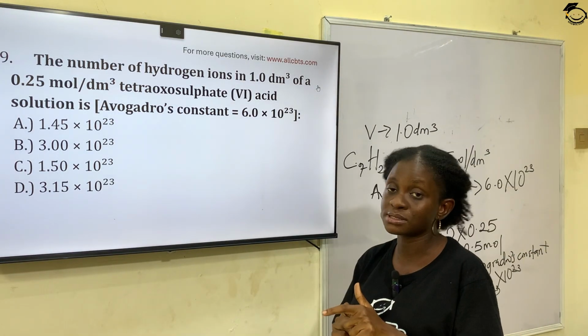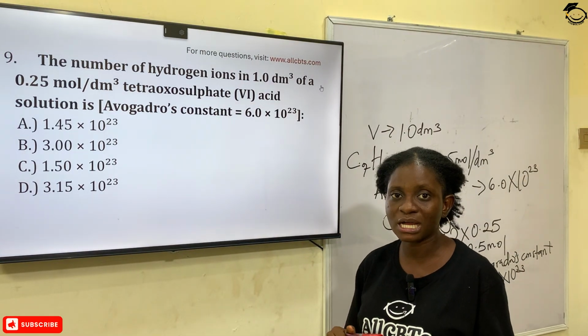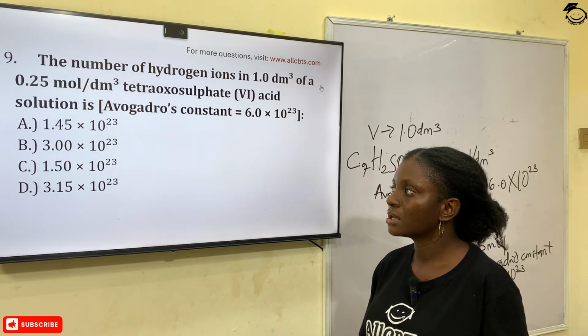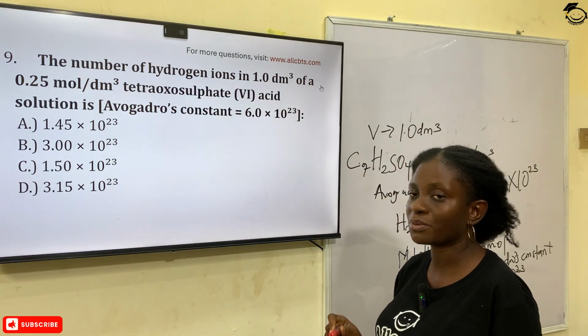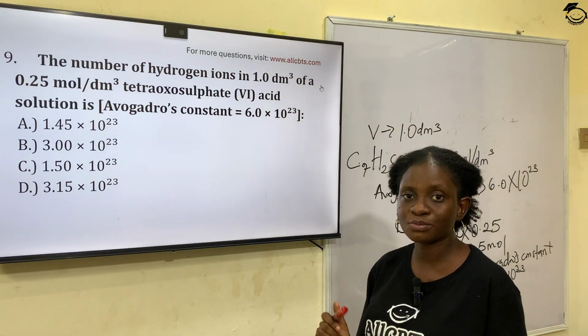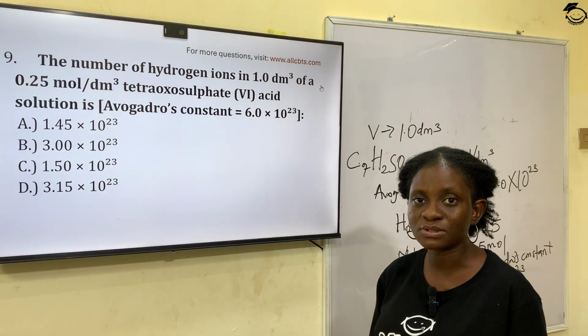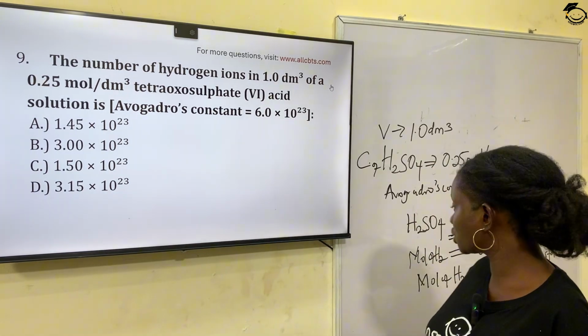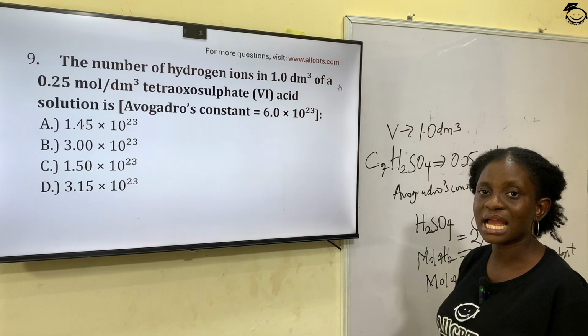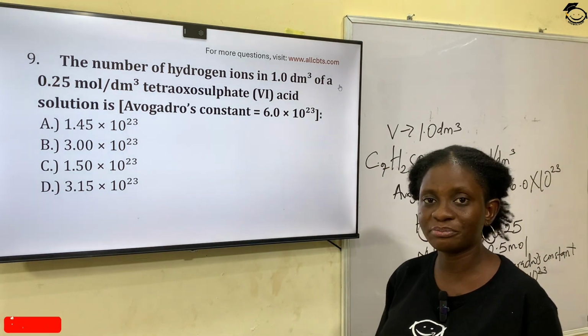So the options are option A, 1.45 times 10 raised to power 23, B, 3 times 10 raised to power 23, C, 1.5 times 10 raised to power 23, D, 3.15 times 10 raised to power 23. From our calculations, we got 3 times 10 raised to power 23. The correct answer is option B.